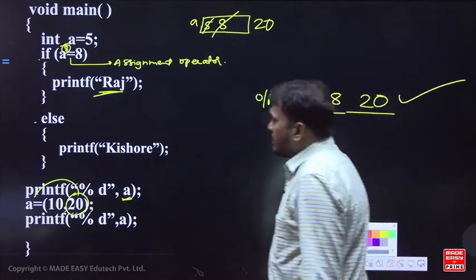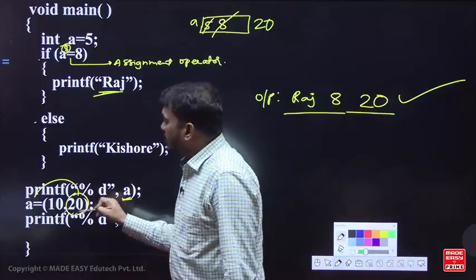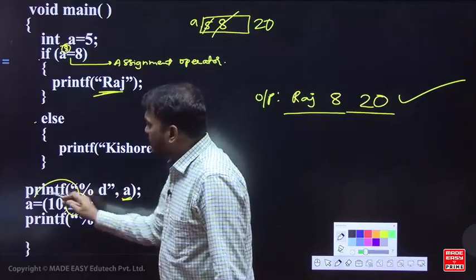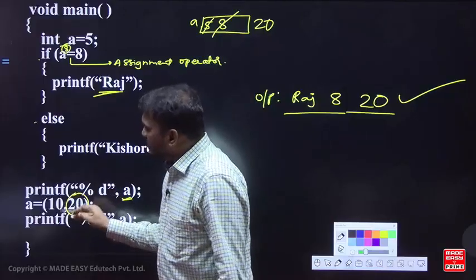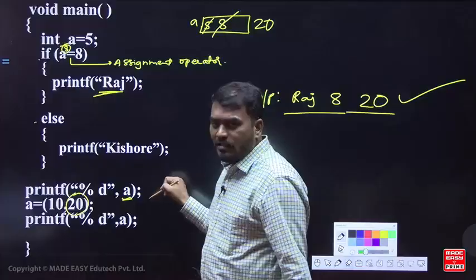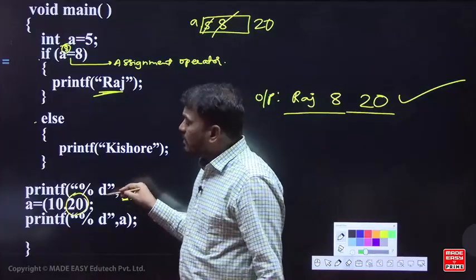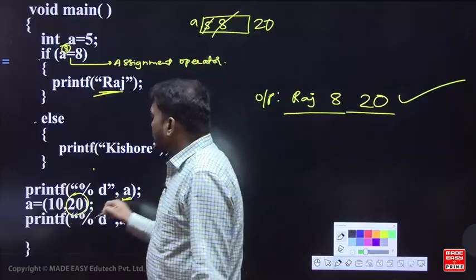Is that clear? I am repeating: in a equal to 10 comma 20, the last value whatever is there will be assigned to a. That is 20 here. Even if you write 10, 20, 30, 40, multiple values, the last value will be assigned to a. Is this clear for everyone? So that is the behavior.